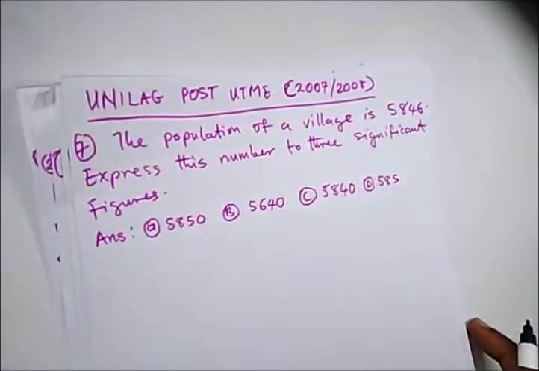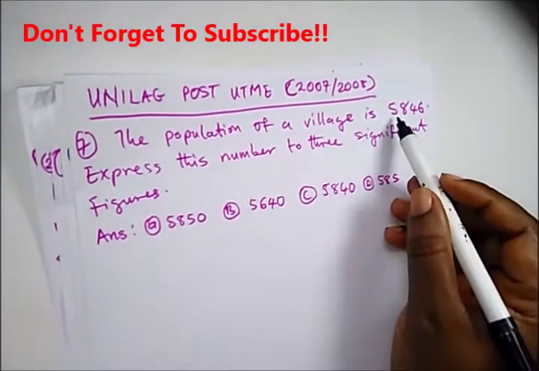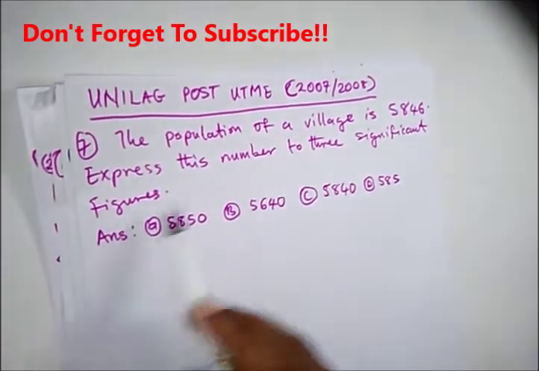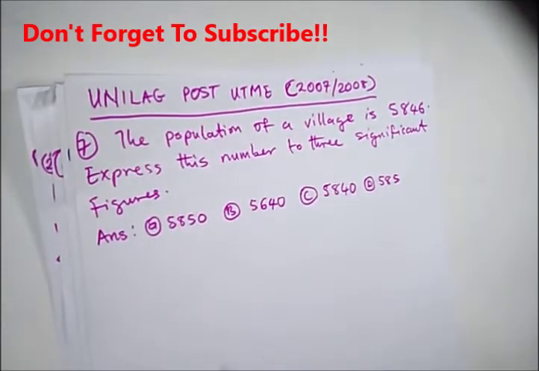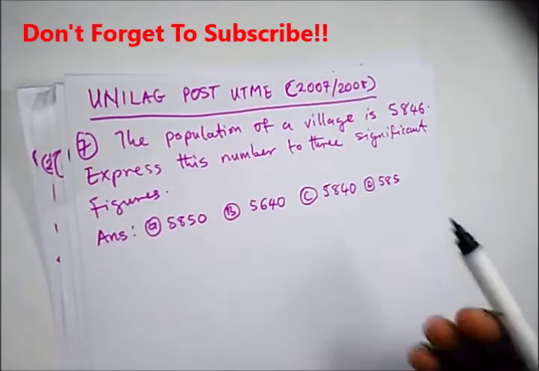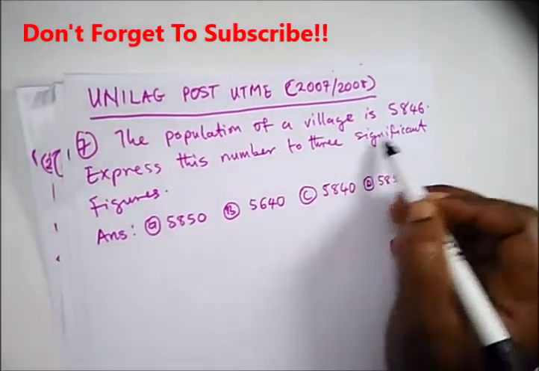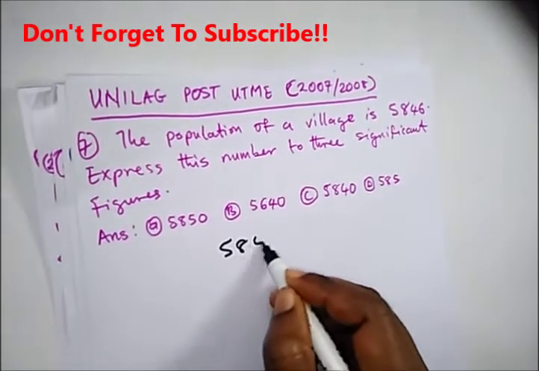Another question says the population of a village is 5,846. Express this number to 3 significant figures. This question always repeats itself, so try to know your significant figures, and I've treated a topic on that too. So here, what is the 3 significant figures? All we need to do is take 5846.